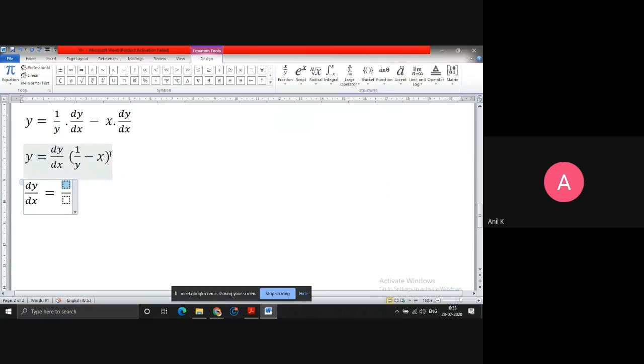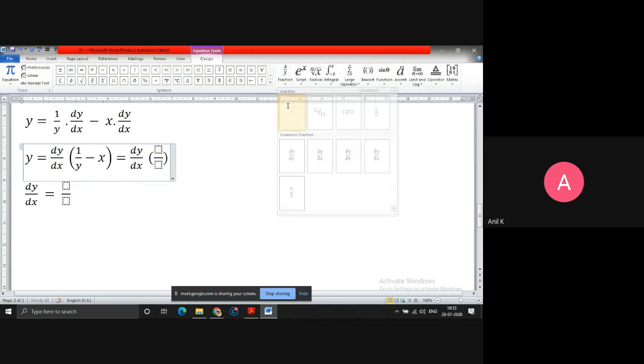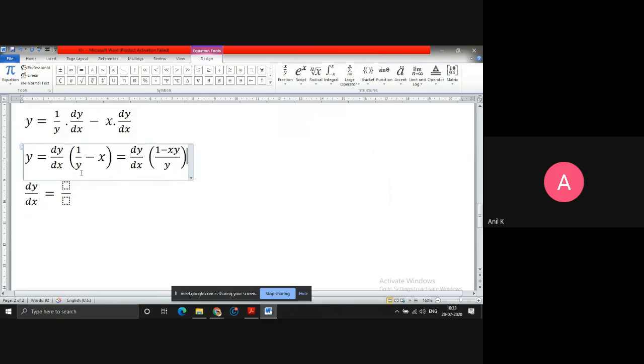I think what I do here is, let me simplify one more step. Here also you have dy by dx into, what I do is I'll take the LCM here. If I take the LCM here, you'll get the denominator as y. In the numerator, you'll get 1 minus xy. Okay. So that's what you get when I take the LCM, because y into x will be xy.